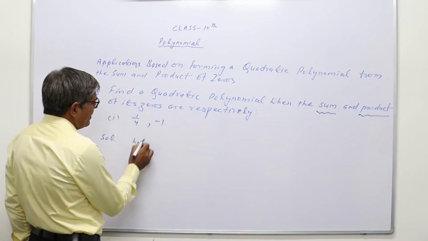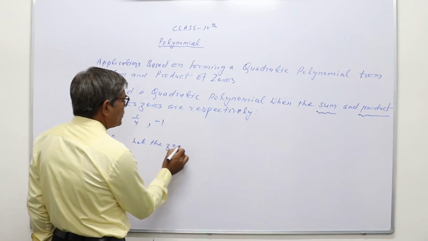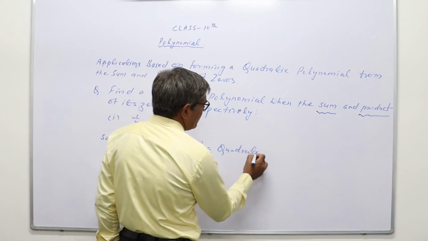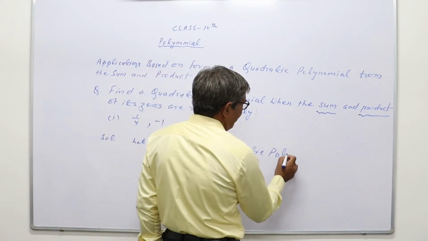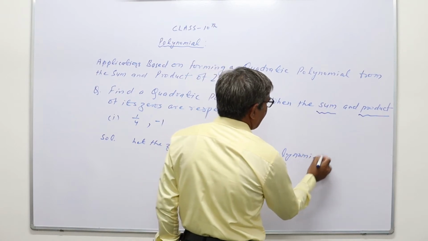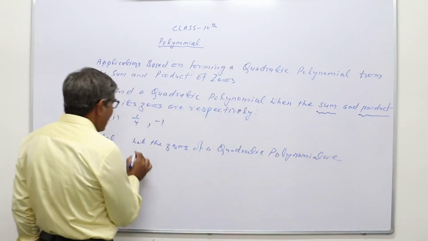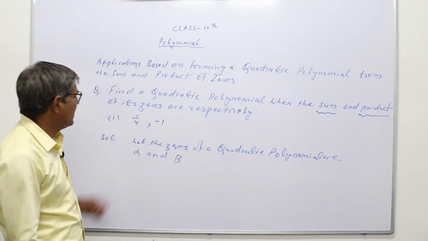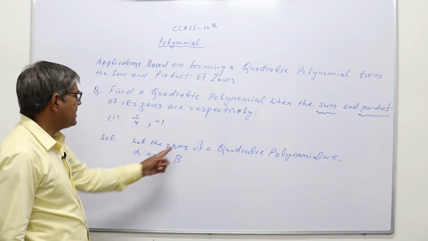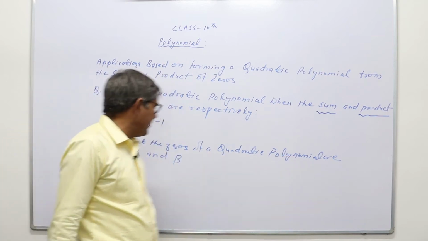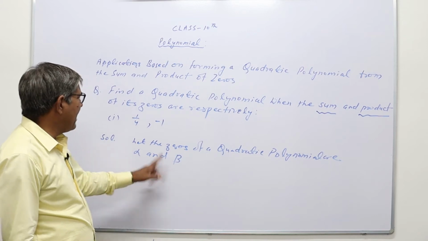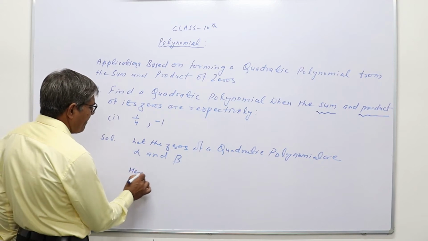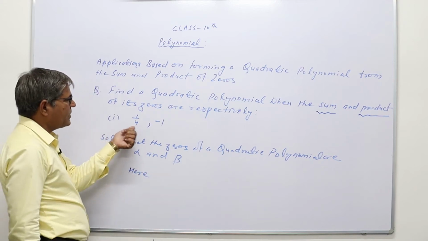Let the zeros of a quadratic polynomial be alpha and beta. What have we supposed? We assumed that the zeros of a quadratic polynomial are alpha and beta. Now what is given? Here, the sum of the zeros is 1 by 4.